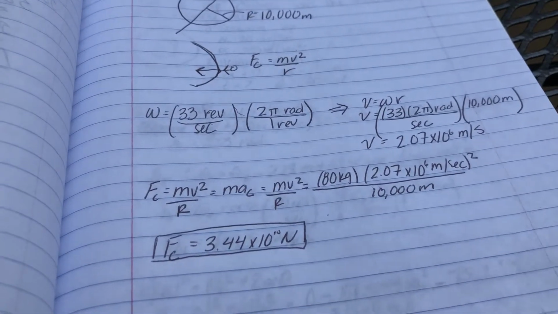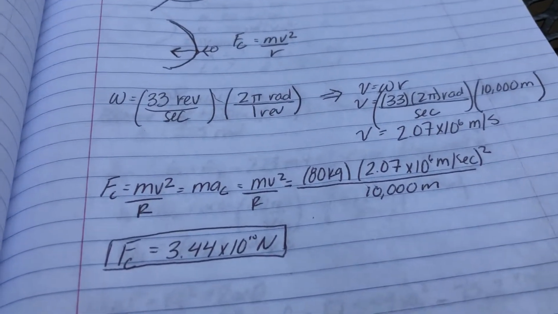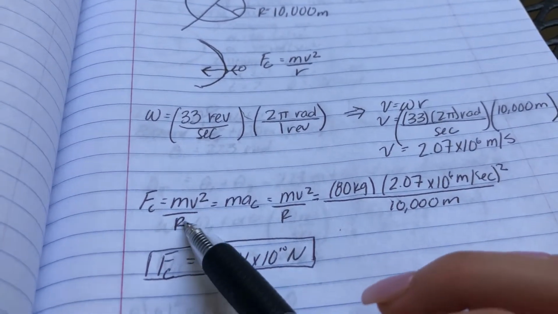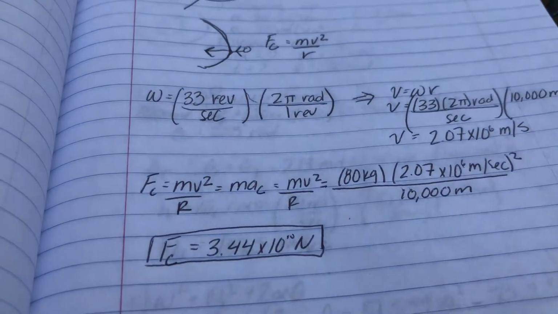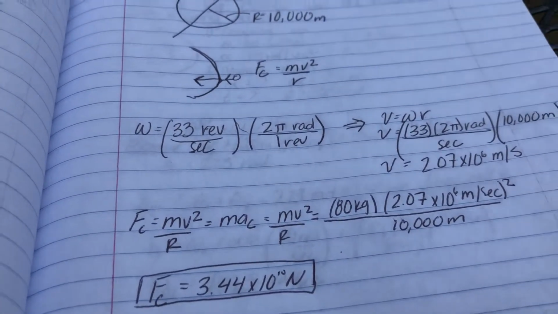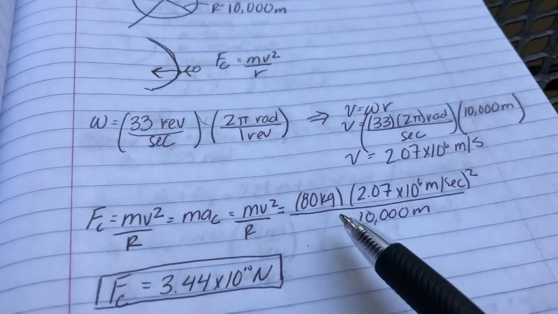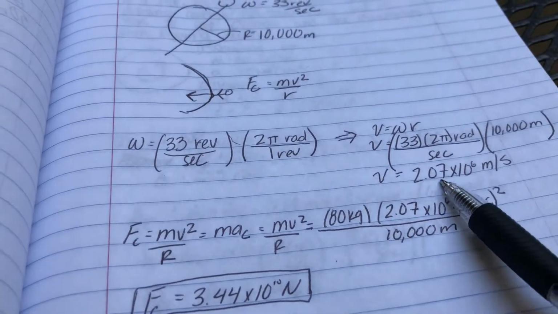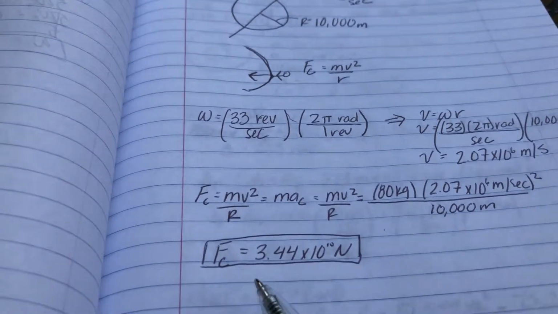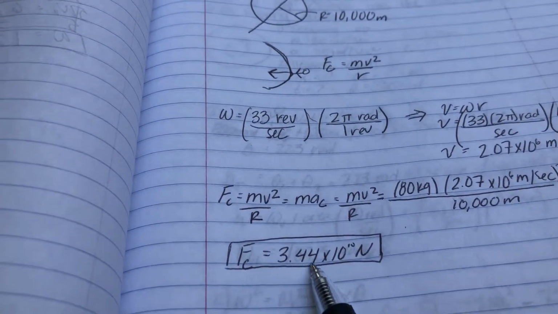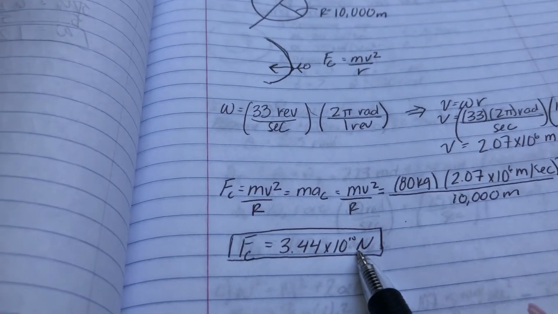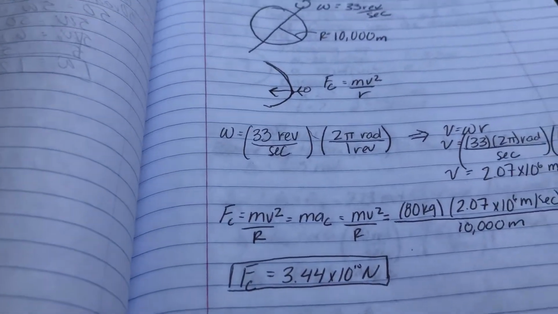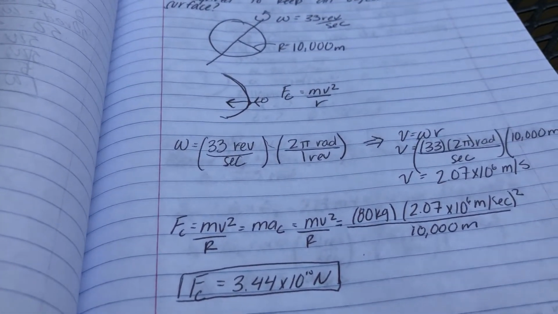So from there we can find the centripetal force that's going to hold that person down. So it's going to equal mass times velocity squared over the radius, which equals the mass times the centripetal acceleration. So if we put our numbers in, we have the 80 kilogram mass times the velocity we found squared over the 10,000 meters, which will give you 3.44 times 10 to the 10th power, and that's almost 3 billion newtons that it would take to hold a person or object down on the nebula.